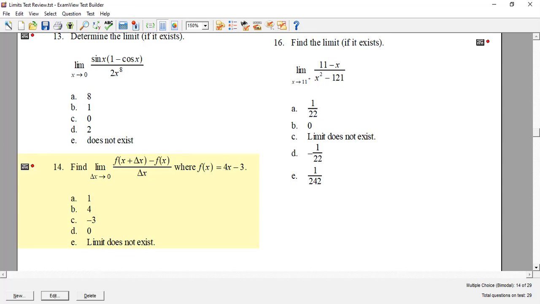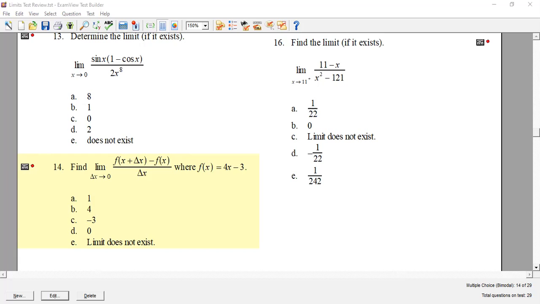All right, so right now I can't do direct substitution because it would give me a 0 in the denominator, so I need to fix it. You guys got it copied? All right, so it says x plus delta x right here. So you're going to change that x to x plus delta x. So 4 times x plus delta x minus 3.